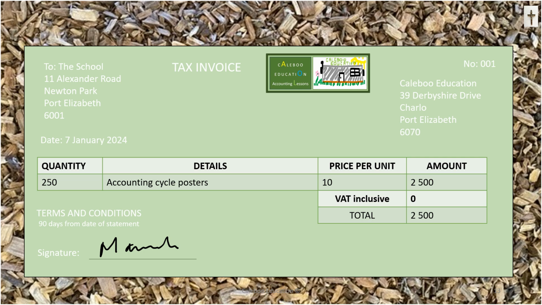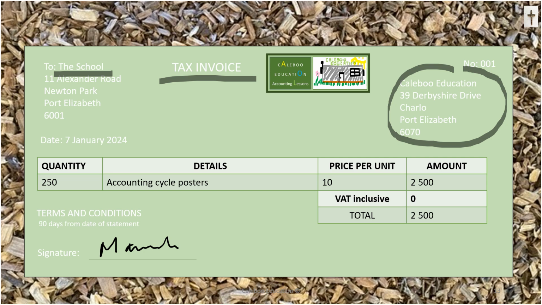The document that was used by Calibu Education to record this sale to the school was a tax invoice. Now, the original was given to the school, and a copy was kept by Calibu Education to record this transaction. The school was also given time to pay, terms and conditions. Maybe they needed to collect the school fees before they could make the payment to us, Calibu Education. Remember, I'm not including VAT at this stage.